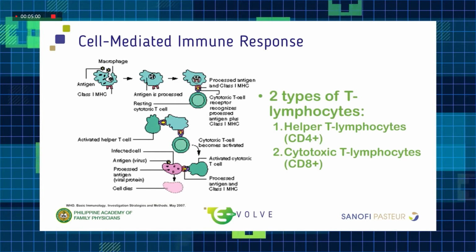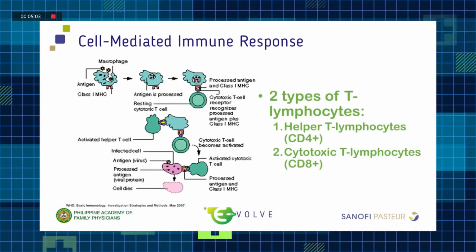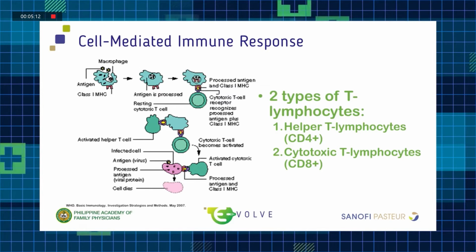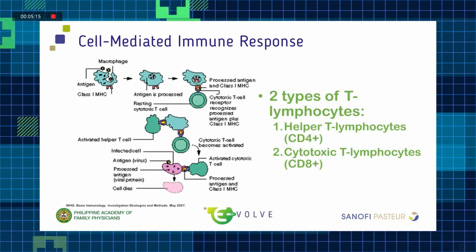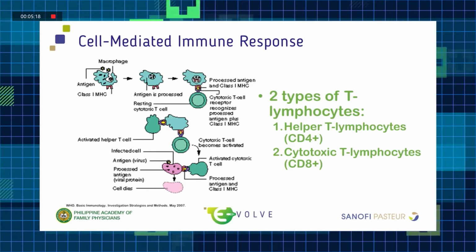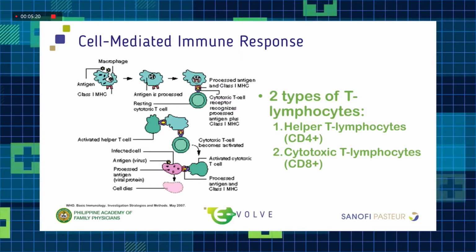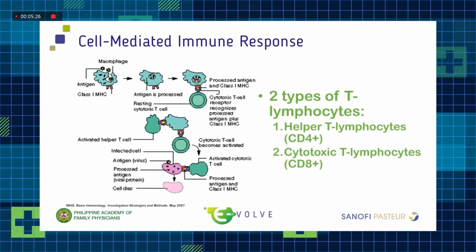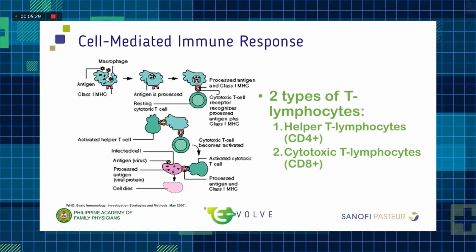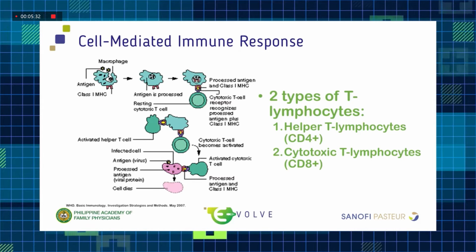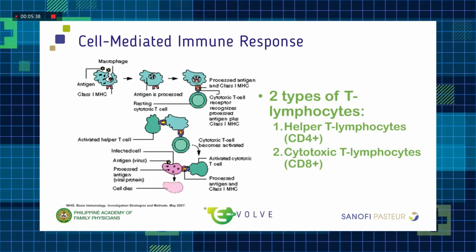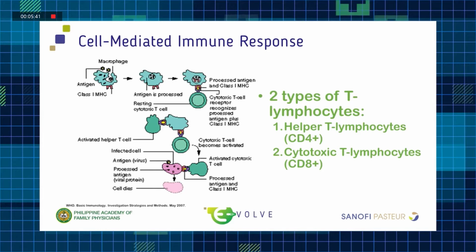A T cell recognizes peptide antigen on a macrophage in association with the major histocompatibility complex, or MHC, which identifies molecules on cell surfaces and helps the body distinguish self from non-self. T cells go into an effector cell stage that is able to kill infected cells. There are two types of T lymphocytes: the helper T lymphocytes, or CD4 cells, that activate phagocytes to kill microbes, and the cytolytic T lymphocytes, or CD8 cells, that destroy infected cells containing microbes or microbial proteins.